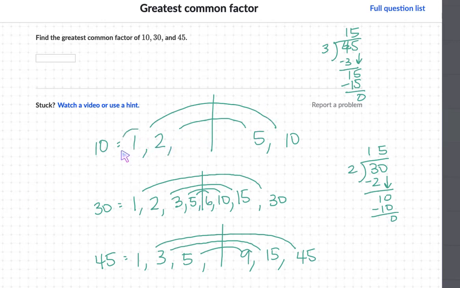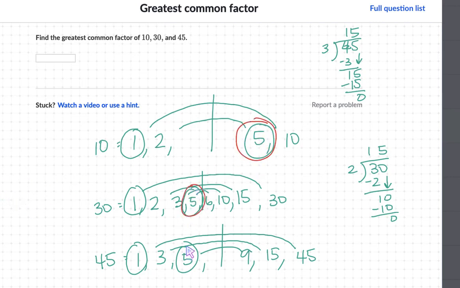Let's circle all of our common factors. They all have 1, obviously. Everyone's going to have 1. Not everybody has 2 or 3. Okay, they all have 5. Let's see, not everybody has 10, and that's pretty much it. Okay, so it looks like our common factor is 5.